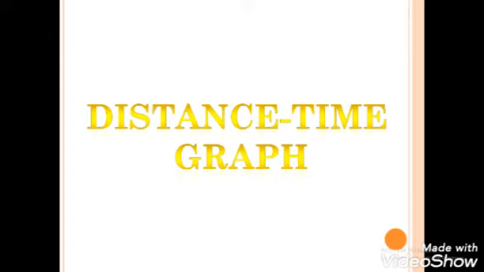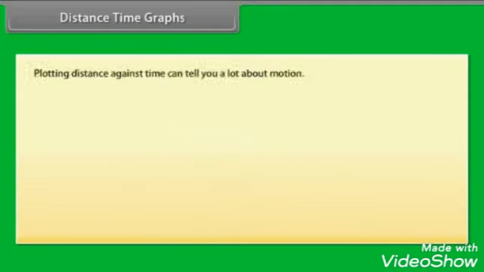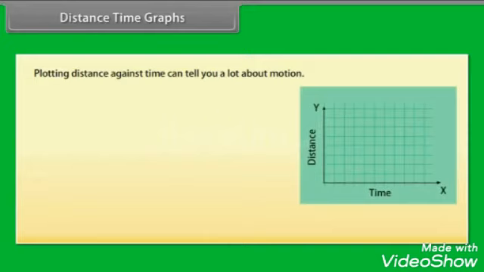Next one, distance time graphs. Plotting distance against time can tell you a lot about motion. Let's look at the axes. Time is always plotted on the x-axis, bottom of the graph. The further to the right on the axis, the longer the time from the start. Distance is plotted on the y-axis, side of the graph. The higher the graph, the further from the start.